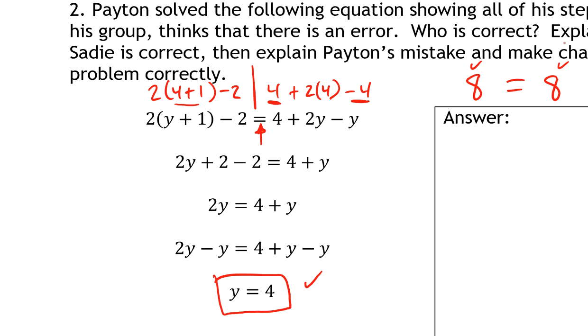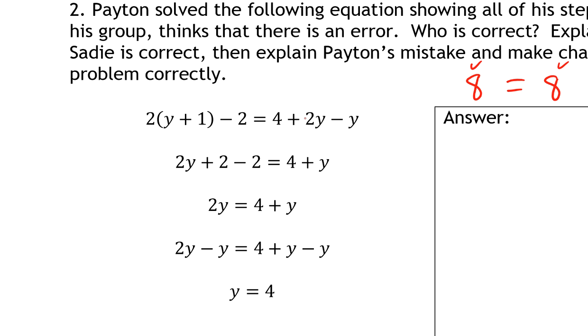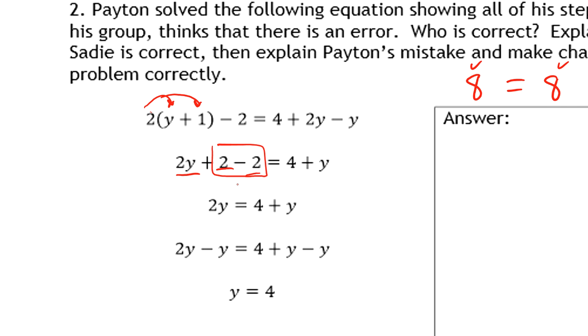Now, it's possible he could have made a mistake somewhere, and maybe he made 2 mistakes that cancel each other out. When I look at his work, the first thing I like to see is that he did correctly distribute. So I've got a 2y and a 2, and then a minus 2. When I combine the 2 and negative 2, that's gone. So I'm left with only the y.